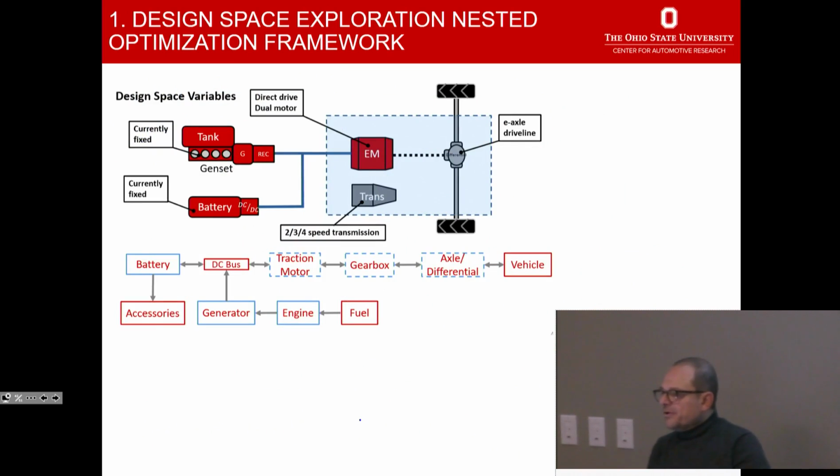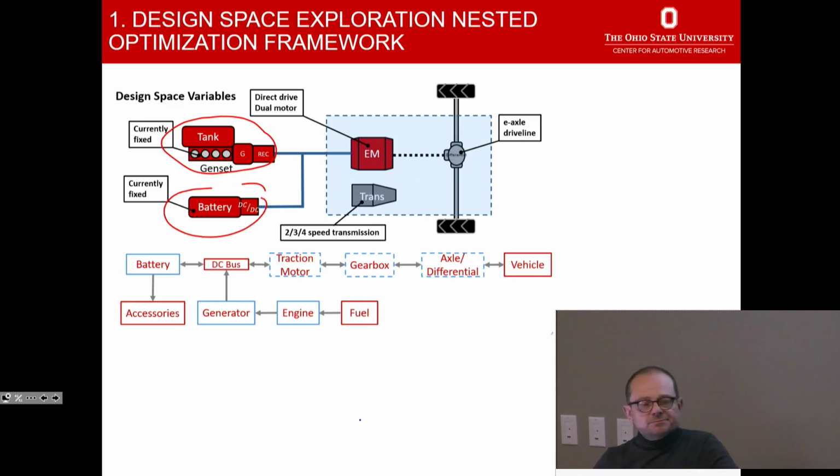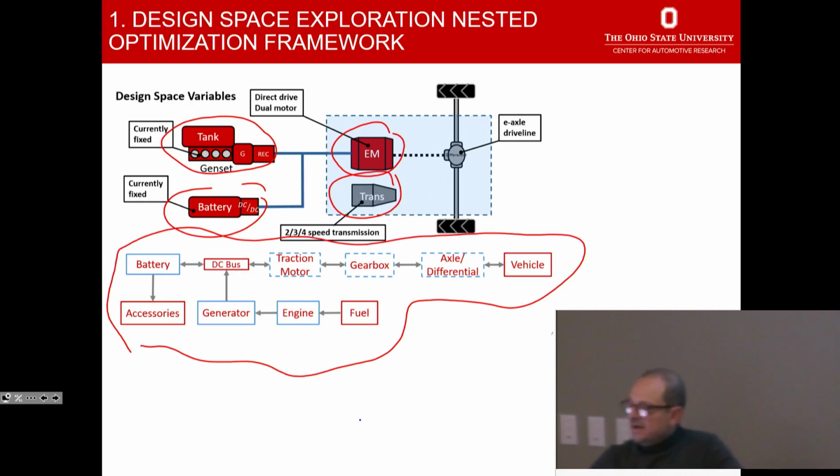So we created a configuration that is a general configuration. This is not to be taken literally. So we're going to have a genset, a battery, 1 or more electric machines, maybe, maybe not a transmission, and if there is one, it could be 2, 3, 4 speeds, okay? And so we created a simulator. And what has changed between 1997 and 2019?